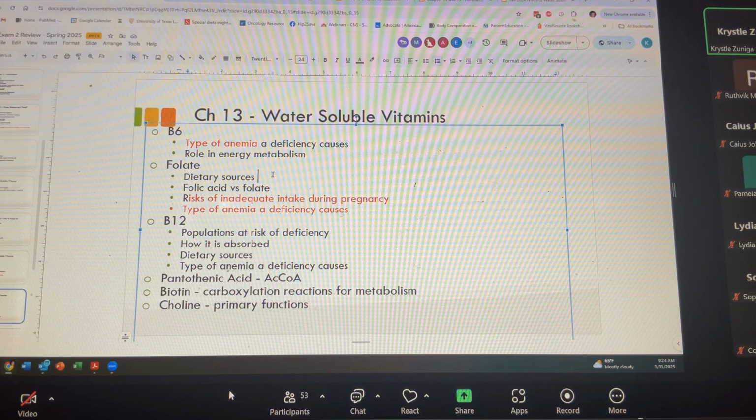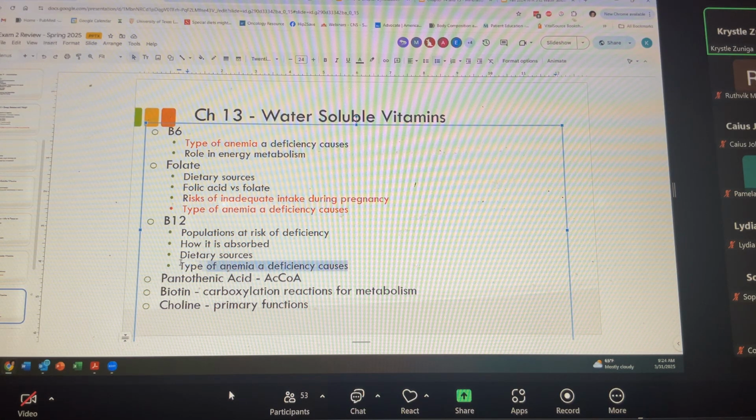Folate, dietary sources, that is going to be our foliage, green leafy veggies. That's going to be found in our plant foods. Folic acid is the supplemental form. Folate is our dietary form. Spina bifida is the risk of inadequate intake during pregnancy. About all you need to know there. That's why prenatal vitamins contain folate, because it is essential for the formation of the neural tube.